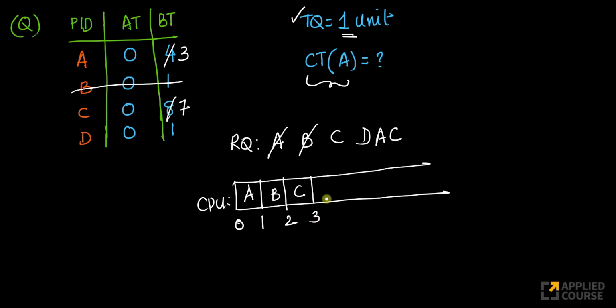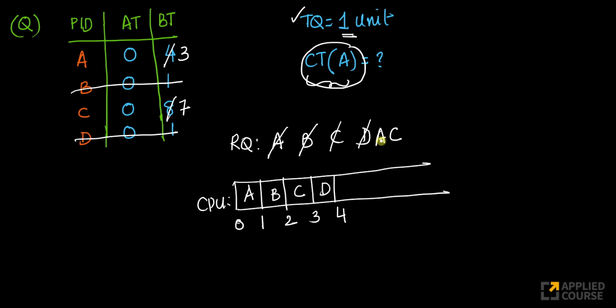Very good. Our question is, what is the completion time of A? So let's see that. C has 7 more units left. Now I have D, so I remove D from the ready queue and give it 1 unit of time on the CPU. D completes, so D does not get added back. Now we have only A and C in the queue.